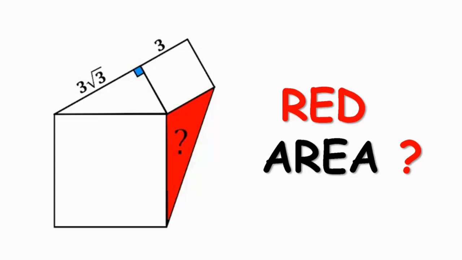So in this video we are going to solve for this problem where we need to calculate the red region area. We are given this figure where we have two squares and one right angle triangle, and we are given the side length of this square and this side of the right angle triangle. Using this much information we are going to solve for the red region area. So let's get started and see how we're going to do that.